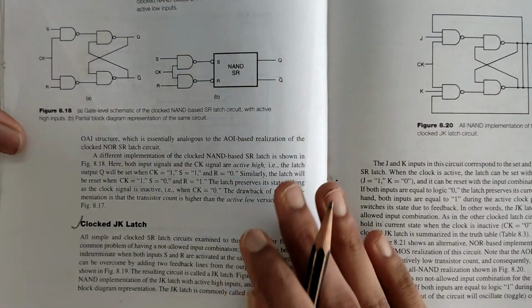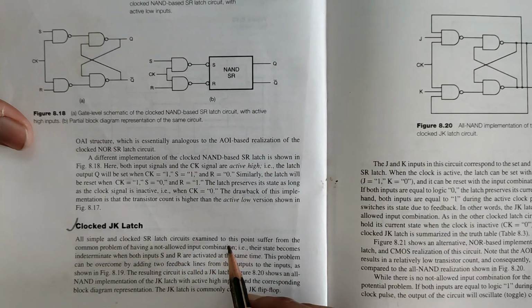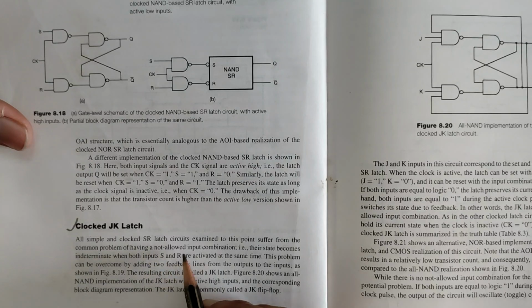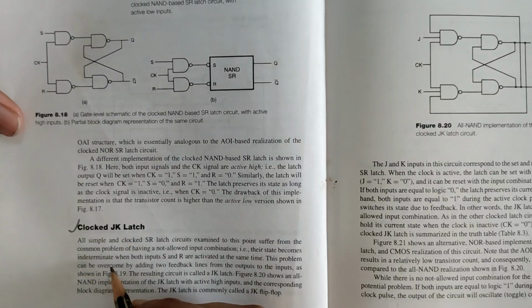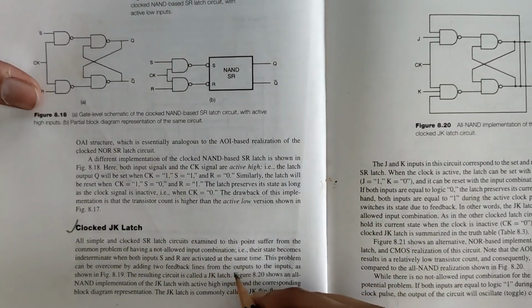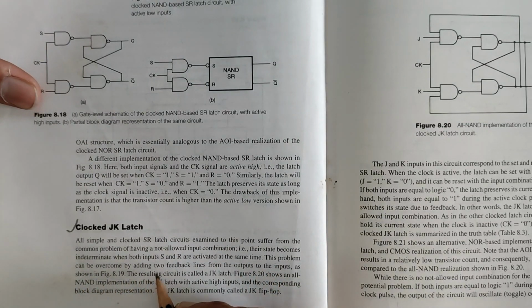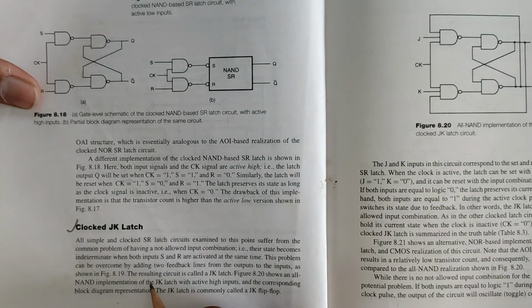Clocked JK latch. All simple and clocked SR latch circuits examined to this point suffer from the common problem of having a not allowed input combination, that is, their state becomes indeterminate when both inputs S and R are activated at the same time. This problem can be overcome by adding two feedback lines from the outputs to the inputs as shown in the figure. The resulting circuit is called a JK latch.